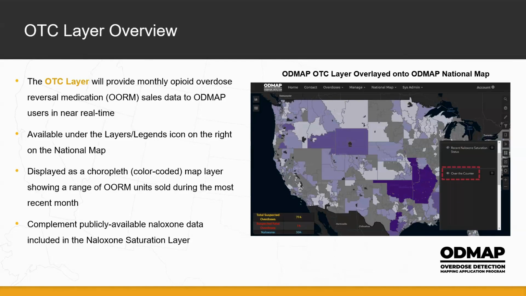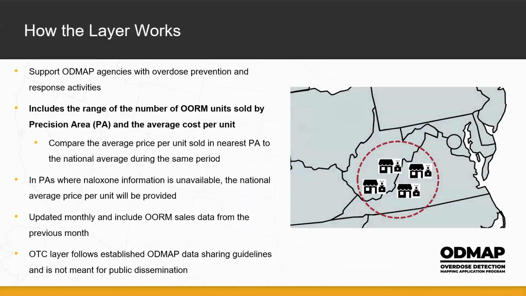To reiterate, the purpose of this layer is to complement publicly available naloxone data included in the naloxone saturation layer, in addition to the other layers and information contained within the national map. So, how the layer works: it includes the range of the number of opioid overdose reversal medication units sold by precision area and the average cost per unit. This way you can compare the average price per unit sold in the nearest precision area in your area to the national average during the same time period.